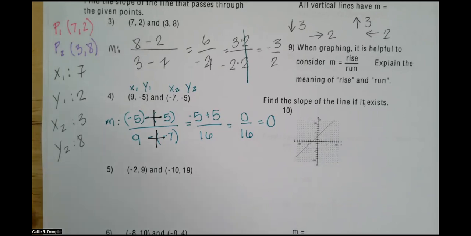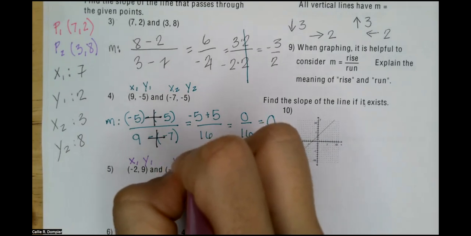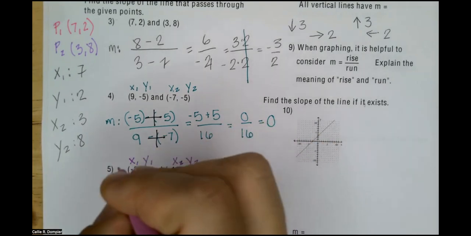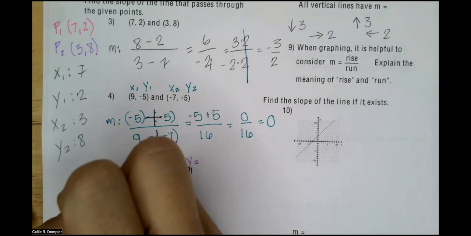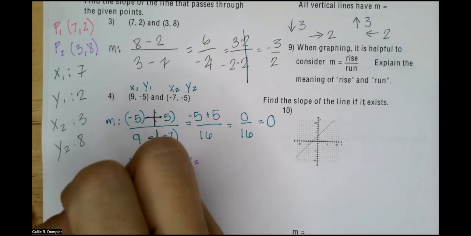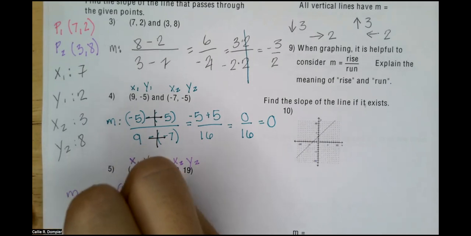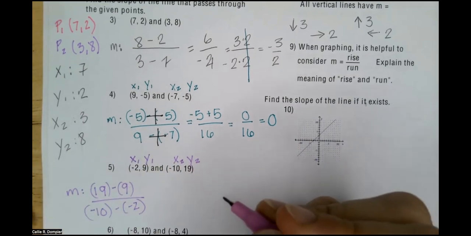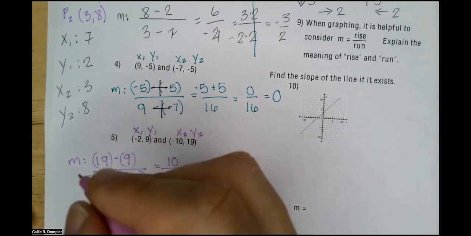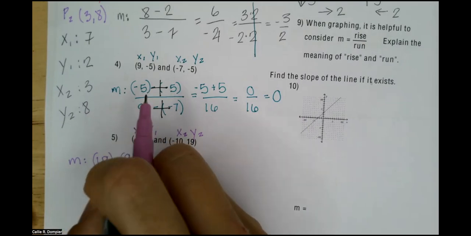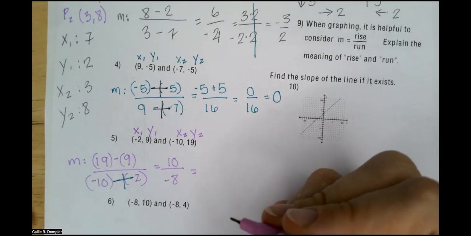Let's do it again. Here we have (negative 2, 9) and (negative 10, 19). M is 19 minus 9, and then negative 10 minus negative 2. 19 minus 9 is just 10. Negative 10 plus 2, right? Negative 8. 10 divided by negative 8.